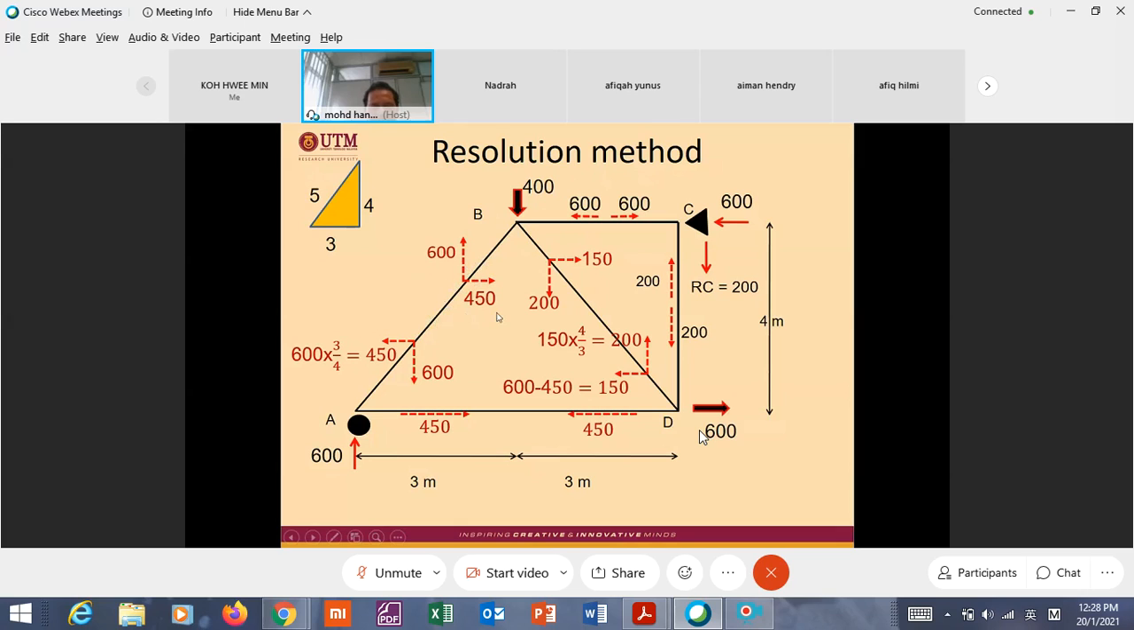So in the exam, you cannot show this value, you have to show this value. And what about this one? 250. What is 250? Square root of 200 squared plus 150 squared.